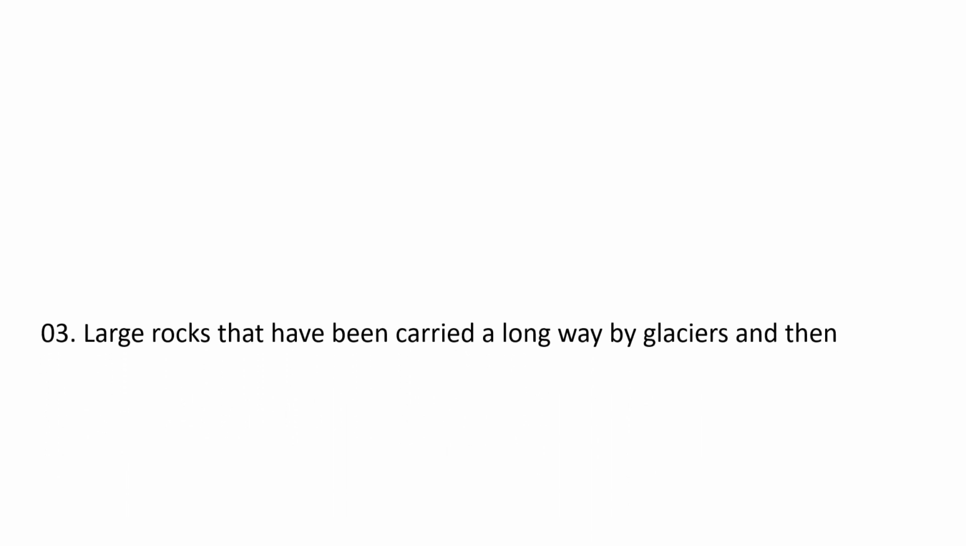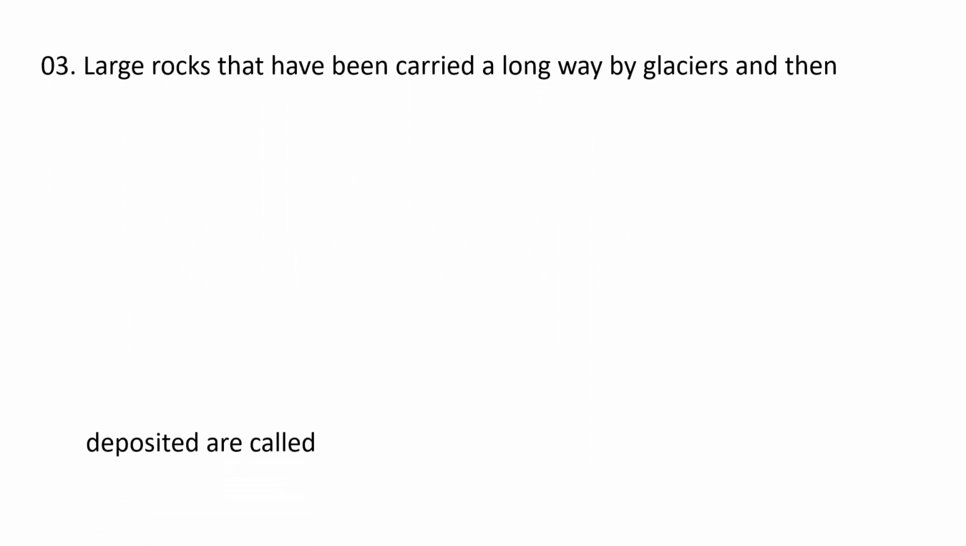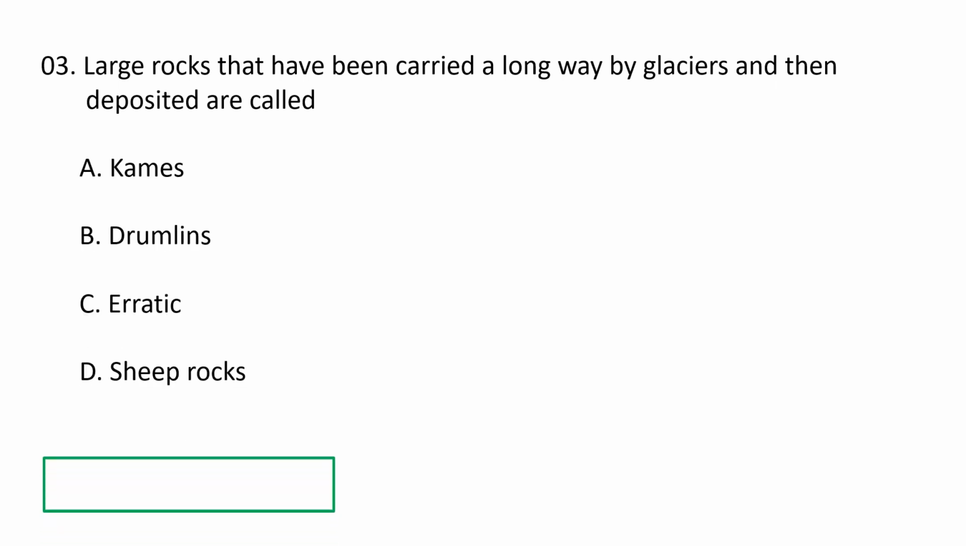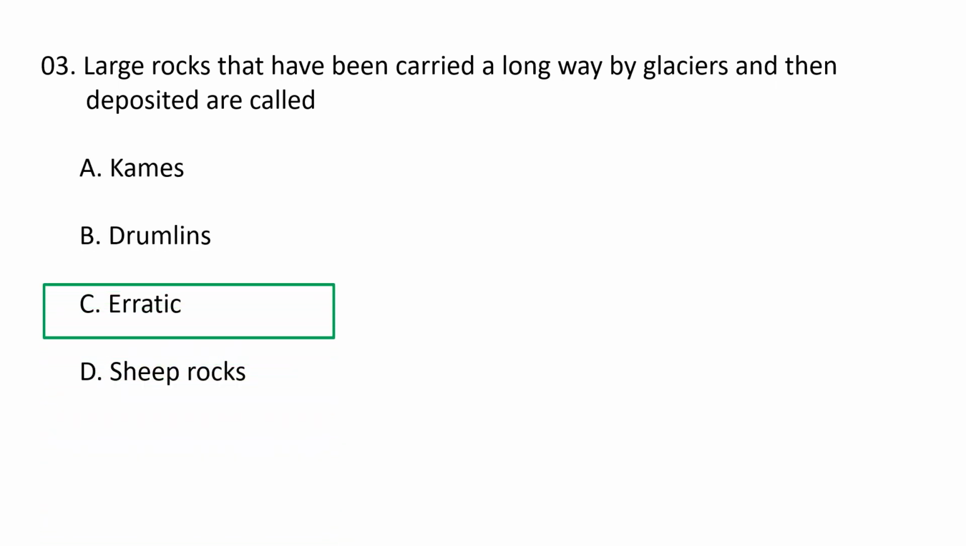Next question. Large rocks that have been carried a long way by glaciers and then deposited are called: A. Kames, B. Drumlins, C. Erratics, D. Sheep rocks. So large rocks that have been carried a long way by the glaciers and then deposited are called erratics. A glacial erratic is a glacially deposited rock differing from the type of the rock which is native to the area in which it rests. C is the correct option.